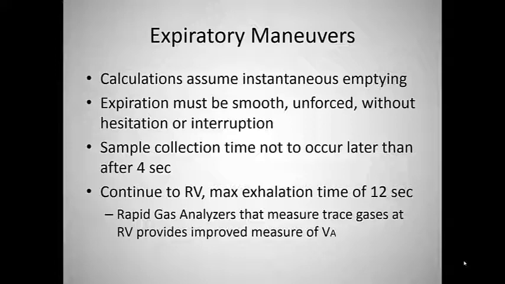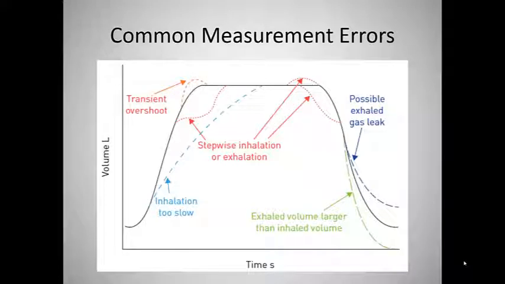Where the future is going, we're not there yet, but with the rapid gas analyzers that we're using now, what it's going to be coming to is to measure trace gases at residual volume instead of doing all these calculations of tracer gases at the end of dead space. It's going to make more sense to do that at residual volume to get more accurate measurements. I'm not going to go through the measurements on that because we're not at that technology yet, but that's where things are going to be going, and all those equations are in the new guidelines to say how that's going to be done.